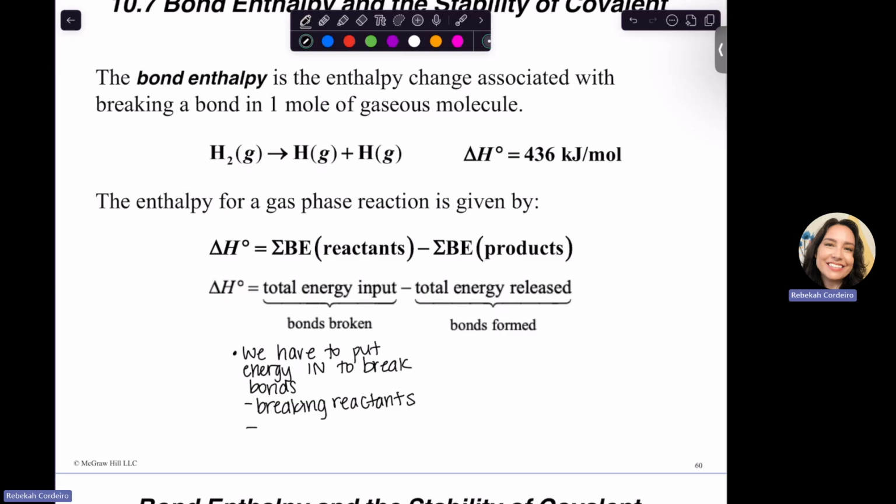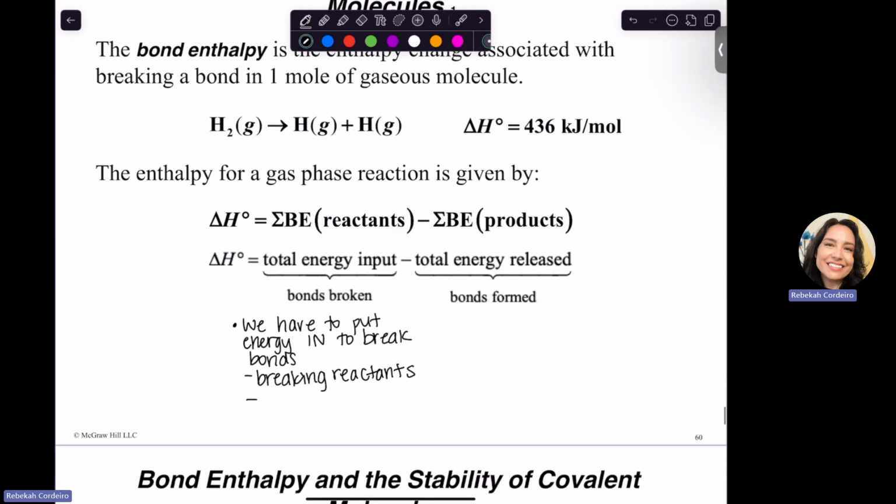So you're going to take the bond enthalpies of reactants and make them positive. They will probably already be positive numbers. I would just make sure that you are keeping them positive, because that's an endothermic process. Then thinking about bonds that we're making.